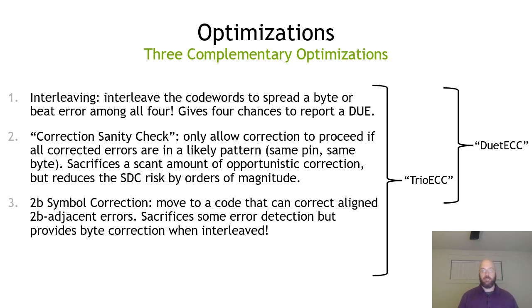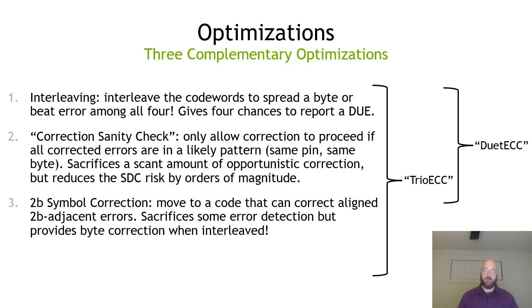The second optimization we call the correction sanity check. The way it works is to only allow correction to proceed if all corrected errors are in a likely pattern, such as in the same pin or same byte. Otherwise, the correction sanity check reports a DUE, even if the ECC otherwise thinks that it can correct multiple code words. This sacrifices a scant amount of opportunistic correction for unexpected errors, such as arbitrary double bit errors, but in return it greatly reduces the SDC risk, especially for whole entry errors.